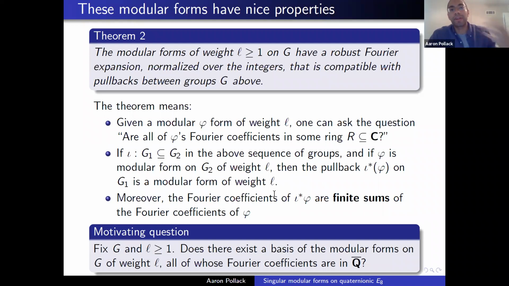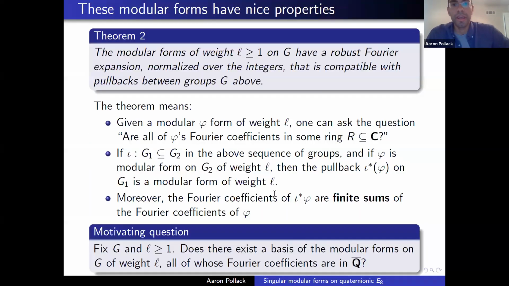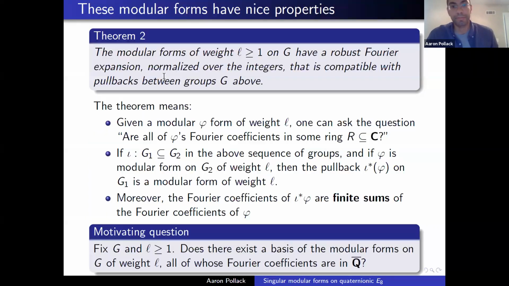Given a modular form of weight L, so one of these special automorphic forms, you can ask the question, are all of the Fourier coefficients valued in some ring R contained in C? That could be the integers, could be Q, could be Q bar, etc. And the Fourier expansion is robust and compatible with pullbacks in the following sense. If you take two groups, G1 and G2, sitting inside each other, then you can start with a modular form on the bigger group and pull it back to the smaller group, and it still will be a modular form of weight L. So it'll still satisfy the special differential equation.